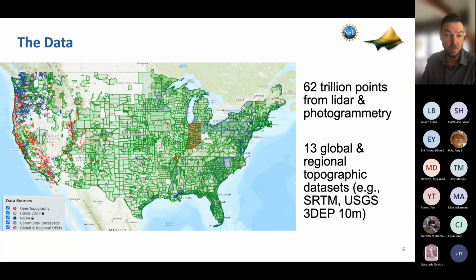We also provide access to 13 different global or regional topographic data sets. So these are lower resolution data, things like what you may have previously referred to as a national elevation data set in the United States. So that's like 10 and 30 meter topographic data products, but also things like SRTM, ALOS World 3D, Copernicus, the NASA DEM. There's a whole suite of nearly global data sets at 30 meter resolution, and you can get a lot of those through OpenTopography as well.